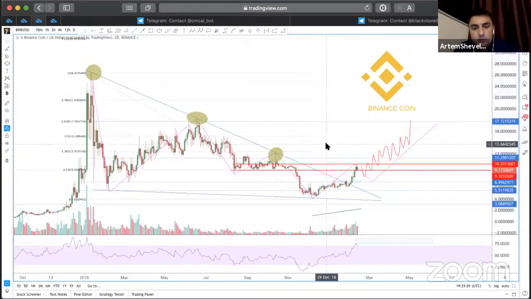Okay, Binance Coin USD price. Very interesting here because we are right now in the zone of $10 price, which we highlighted in the previous market analysis. If you didn't see the previous market analysis, you better check it out.